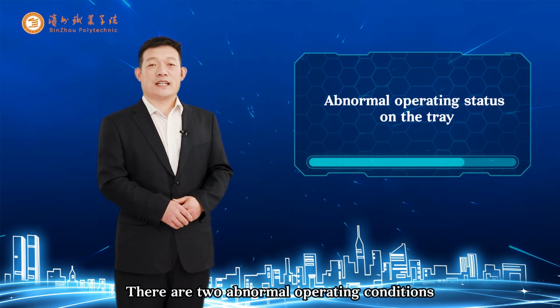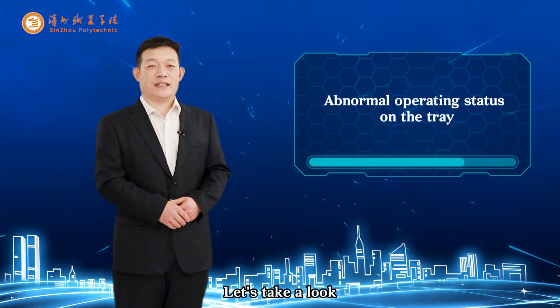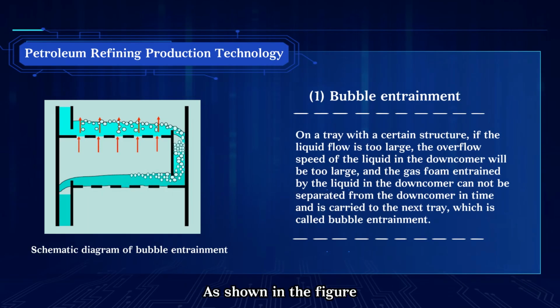There are two abnormal operating conditions that can occur on the trays. Let's take a look. The first is bubble entrainment. As shown in the figure, when the liquid flow rate is excessively high on a tray of a specific structure, the overflow velocity of the liquid in the downcomer increases sharply. The gas bubbles carried in the liquid of the downcomer cannot escape in time and are carried to the next lower tray. This phenomenon is called bubble entrainment.